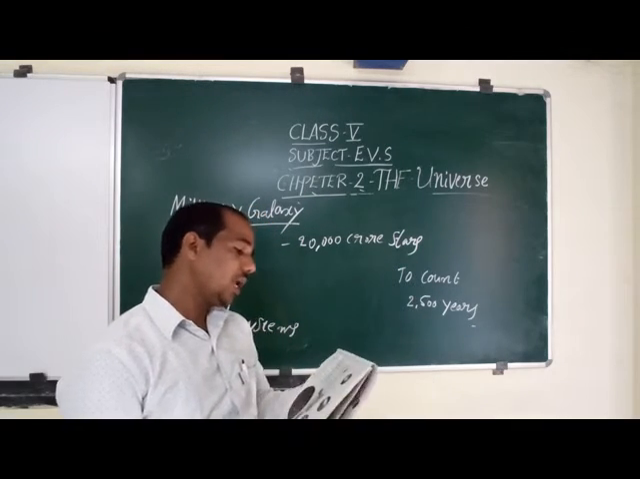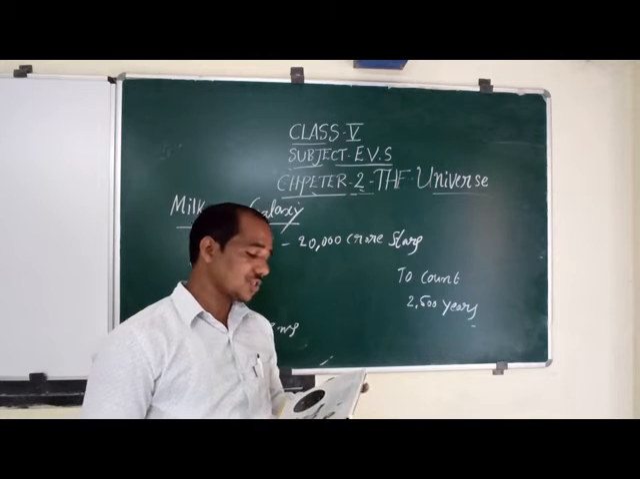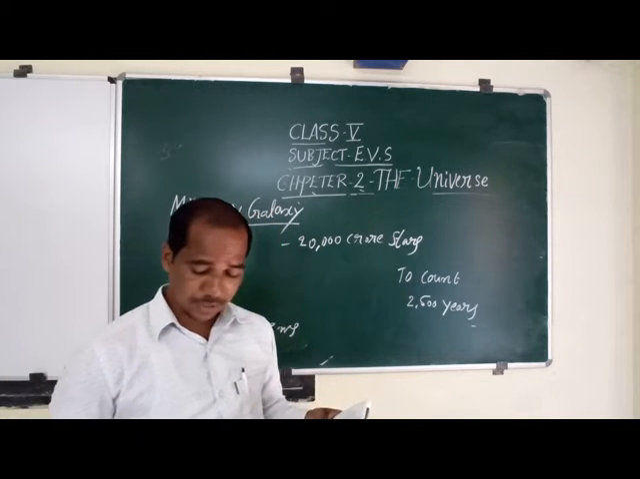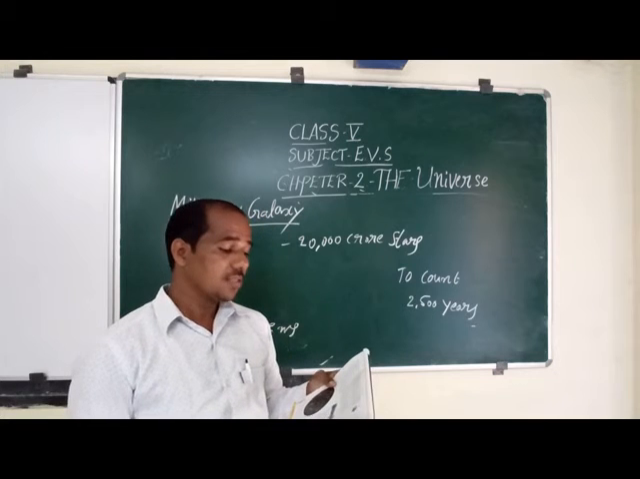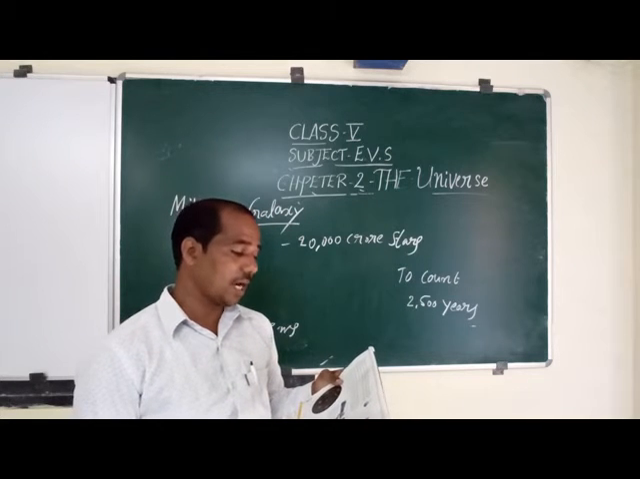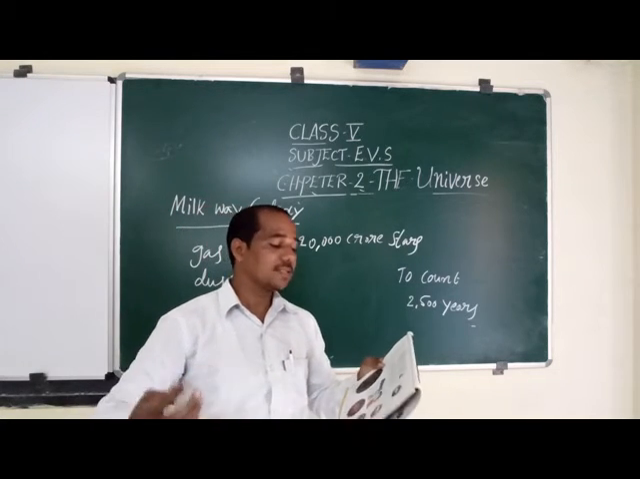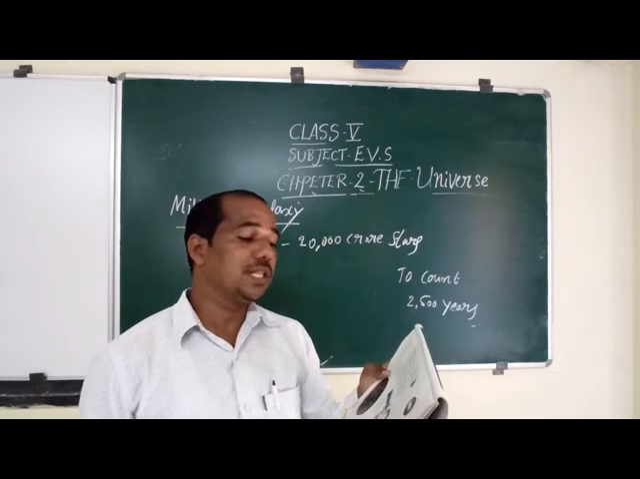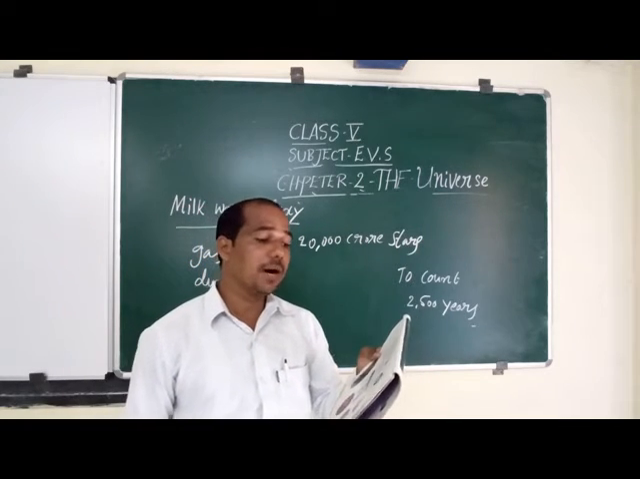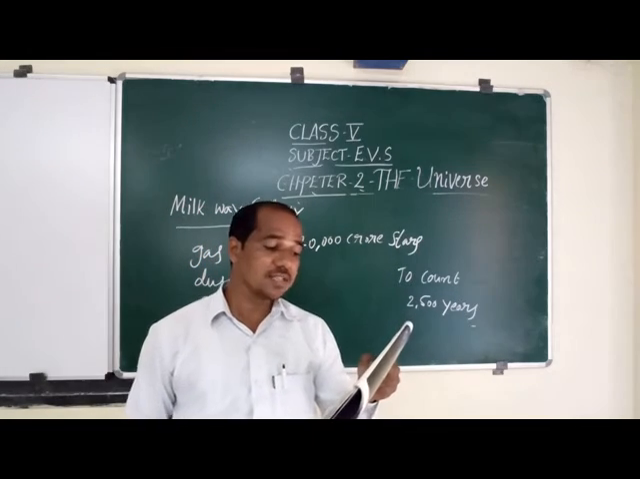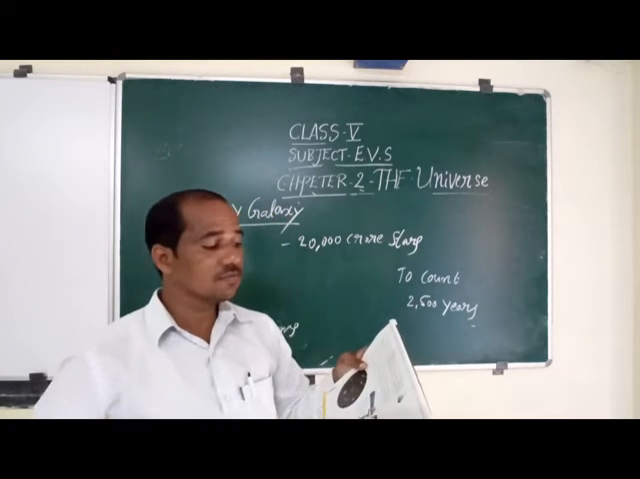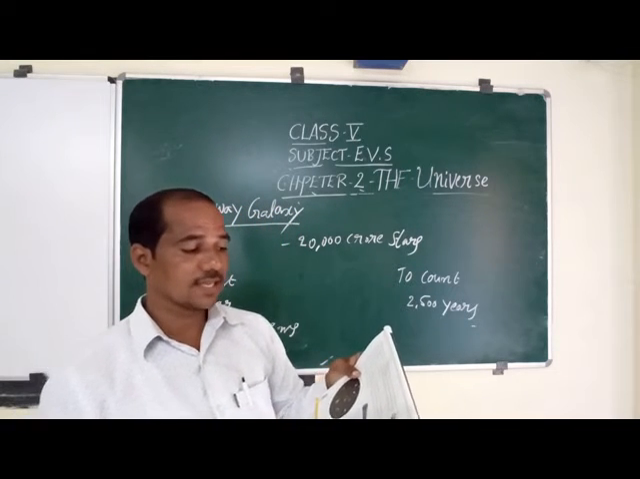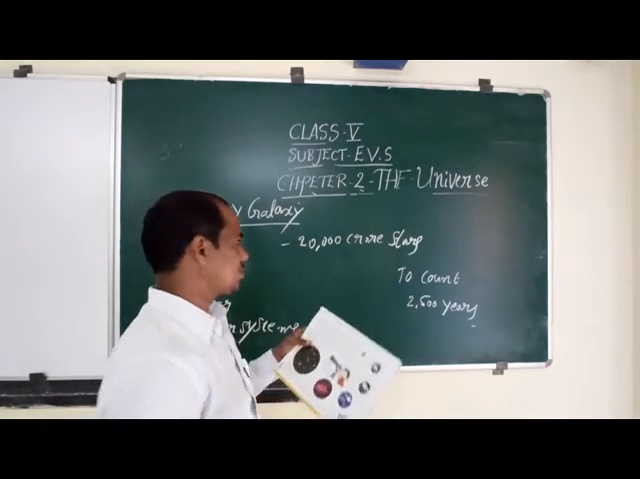Next, galaxies form into groups. Such groups form a supercluster, and these superclusters together make up the universe. Thus, thousands of crores of galaxies make up the universe. Nobody exactly knows how big the universe is. It is impossible even to imagine its size as it is ever expanding. Okay, galaxies form into groups. Such groups are superclusters.